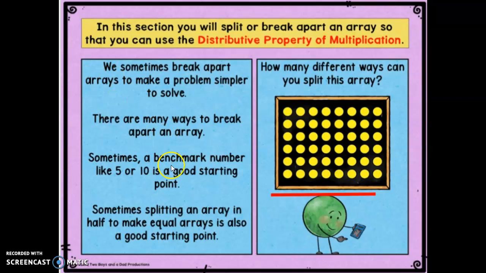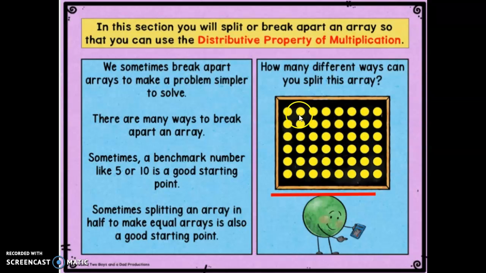Now, let's take what we just did with those number bonds, and let's apply it to an array. Now, we can sometimes break arrays apart to make them simpler for us, especially if they're numbers that we don't know the basic facts for. There's many ways, just like with the number bond, to break an array apart, because that's all we're doing is we're breaking that array apart just like a number bond. We're breaking one of those numbers up into two numbers that make that number. Sometimes a benchmark number is best to start out with, like 5s or 10s. Sometimes we can just split the array right in half to make it easier for us.